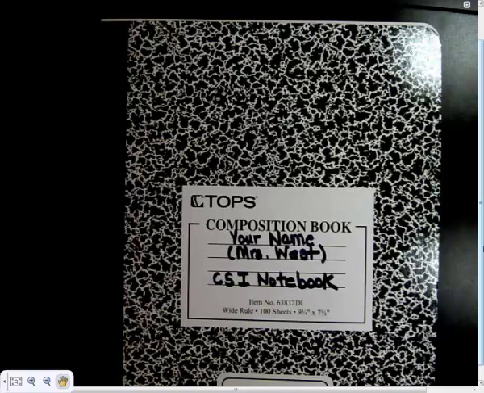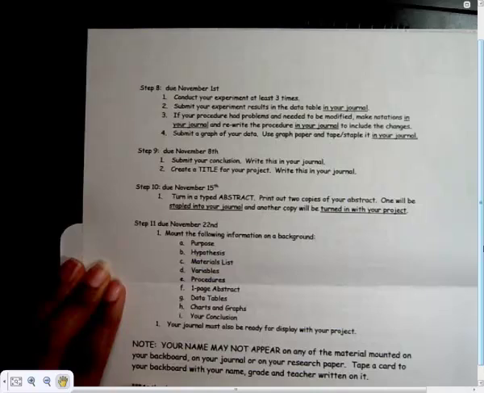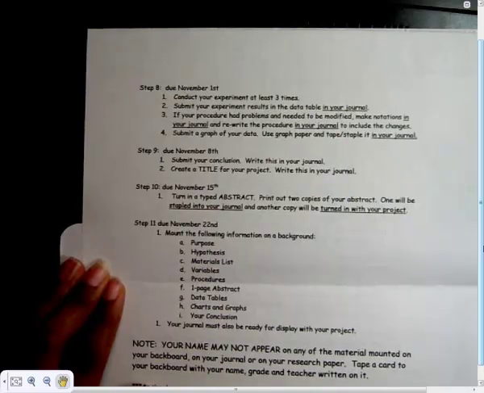Hello, today we're going to be talking about step 8 of your CSI. CSI step 8 is due 3 weeks from now. This is where you're going to be conducting your experiment, and you should conduct it at least 3 times. That's giving you your 3 trials of data.